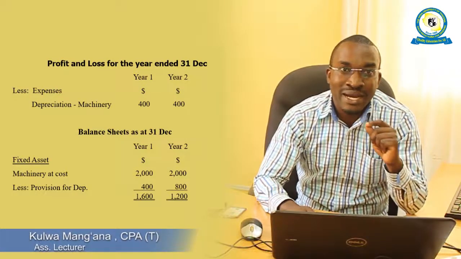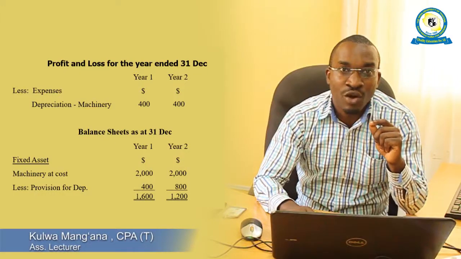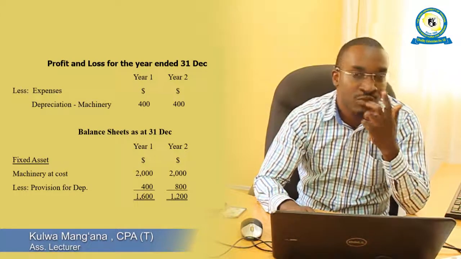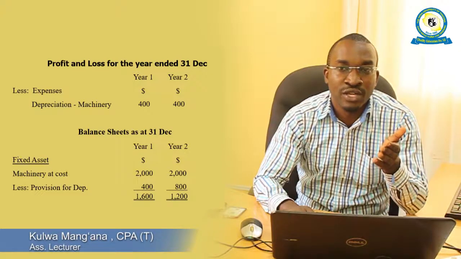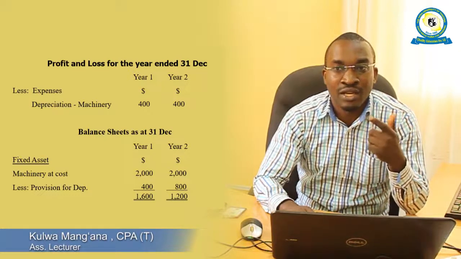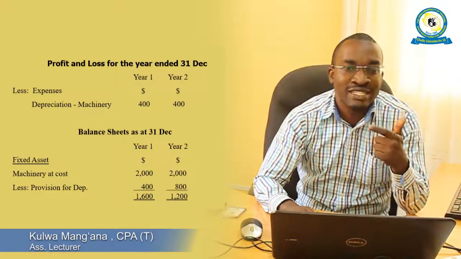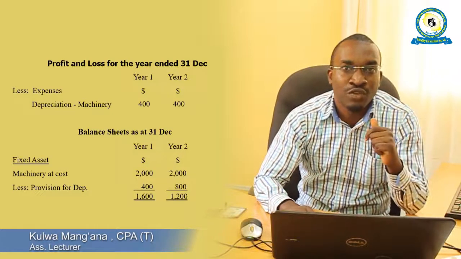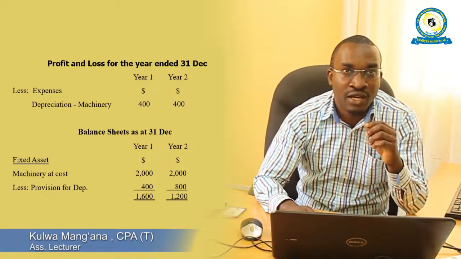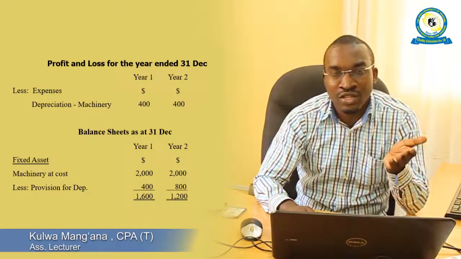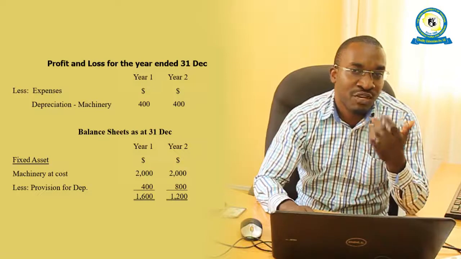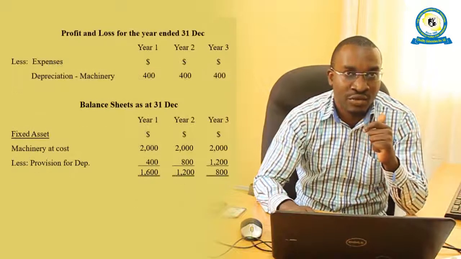Now if we go to the balance sheet here, our fixed asset machinery account is going to be reduced by the accumulated amount related to the provision for depreciation. For year 1 we had 400. Now in year 2 we are going to have 800, because this depreciation has been accumulating: 400 for year 1 and 400 for year 2, which is 800. You can even look at the profit and loss account for year 1, year 2, and year 3. It is going to be the same: a depreciation charge of 400, 400, 400. I hope now you understand.